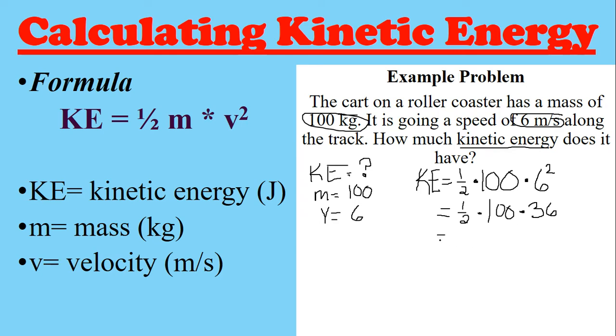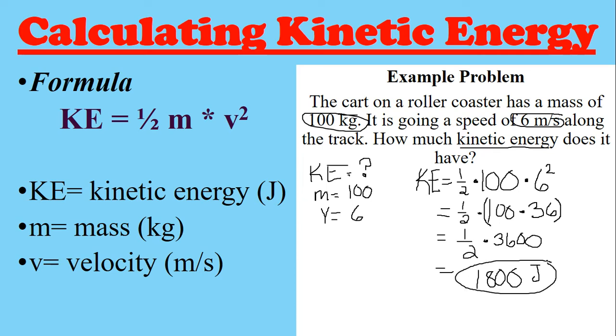All right, now here's the next thing you have to do. I always work backwards. I would save the 1/2 for last. I'm going to do 100 times 36. So 1/2 times, if you multiply those, you get 3,600. Now we have 1/2 times 3,600, or in other words, 3,600 divided by 2. If you do that, you get 1,800 as your answer, and then you add the joules, and that's how much kinetic energy it has.